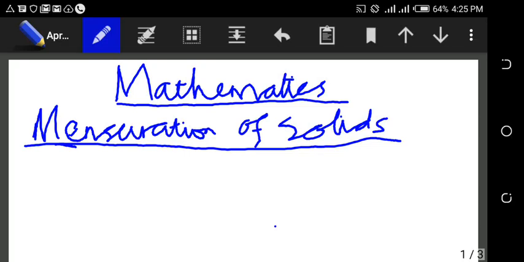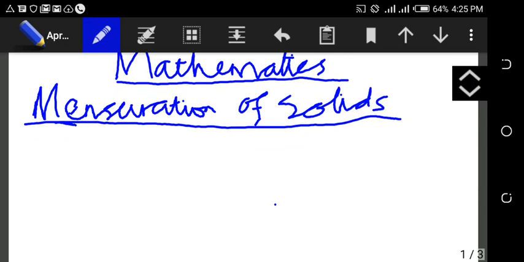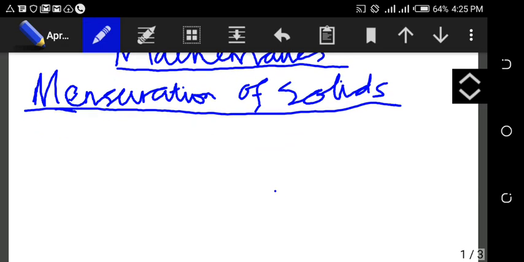This is Mr. Michael Ezanata, and today we'll be considering the topic mensuration of solids. If you will, you can say mensuration of 3D shapes. You have 2D shapes and three-dimensional shapes. Of course, your 2D shapes are the plane shapes, the ones you normally draw on paper. But when a shape has a third dimension, which is the height or the depth, it becomes a solid. So this is the topic, mensuration of three-dimensional shapes or solids.